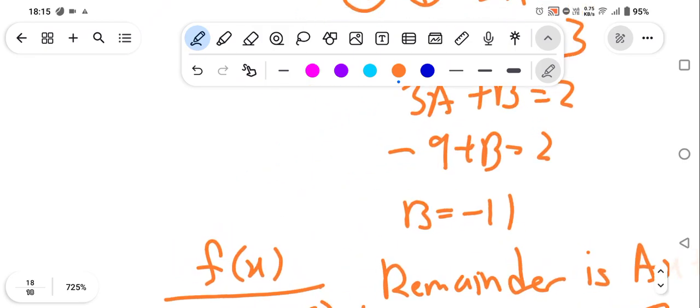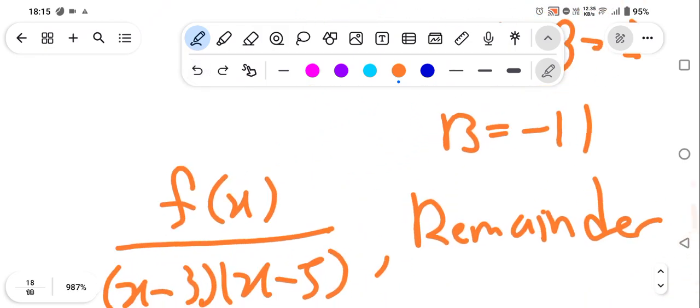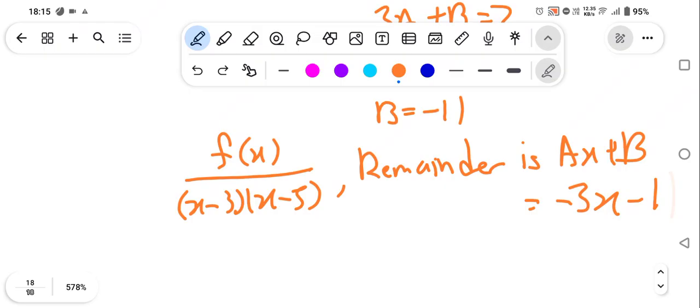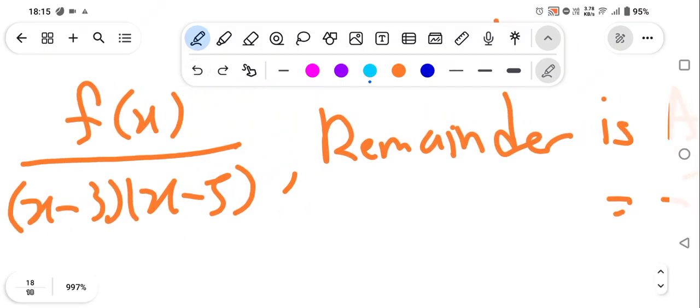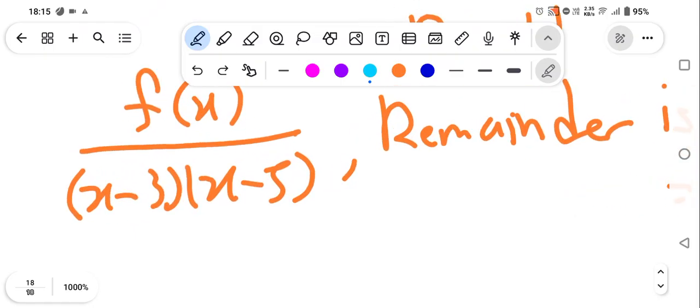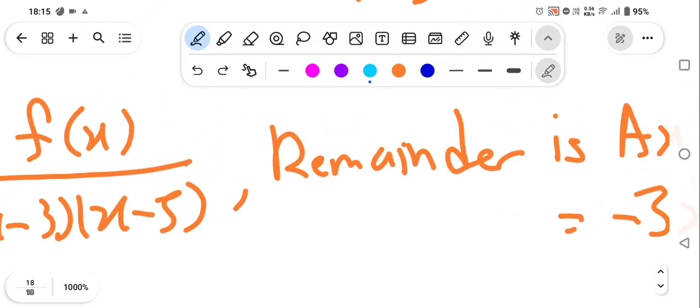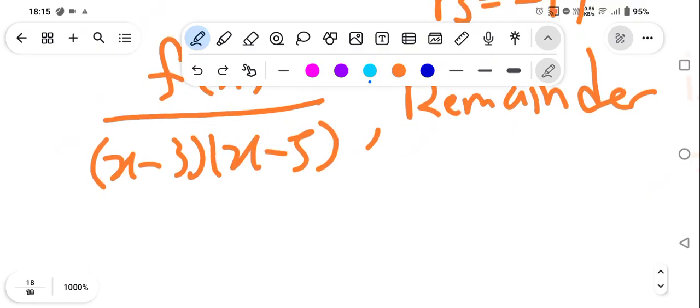Even though you don't have f(x) and you don't have the quotient, all you need to do is remember that if the divisor is a polynomial with highest power 2, the remainder will always have a highest power of 2 minus 1, which is linear.